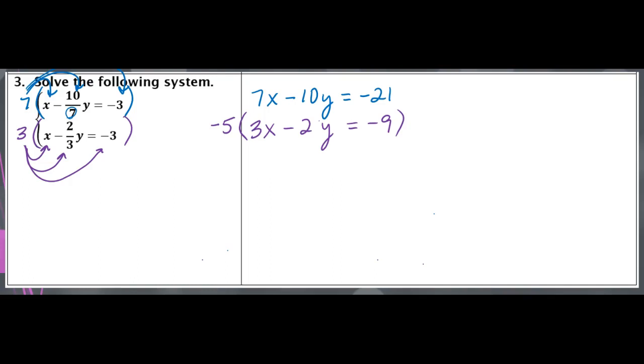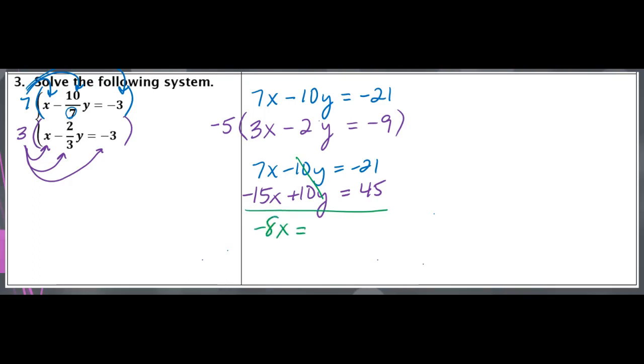So I am going to copy down the blue equation, not changing anything. And now I'm going to rewrite the purple equation after multiplying everything by negative 5. Okay, so I'm going to add these two things together. My 10y's cancel, which is what I wanted. This would leave me with negative 8x, and then negative 21 plus 45 would be 24. Now we'll divide both sides by negative 8, and I get the first part of my solution, which is that x is equal to negative 3.